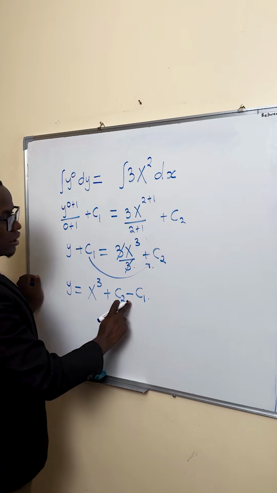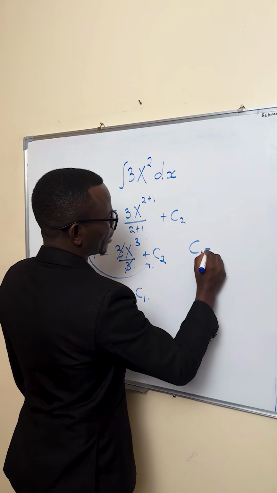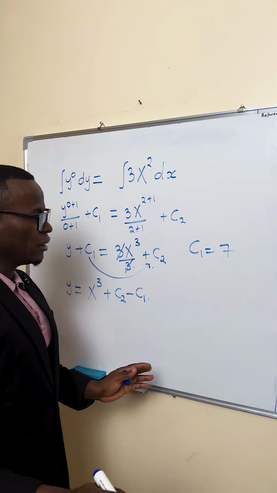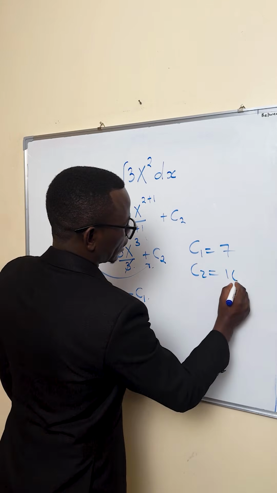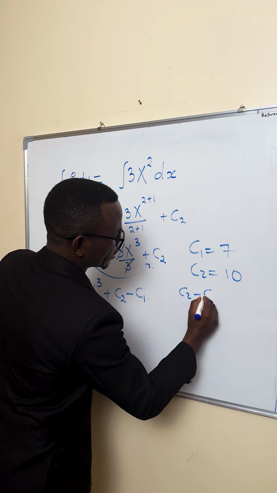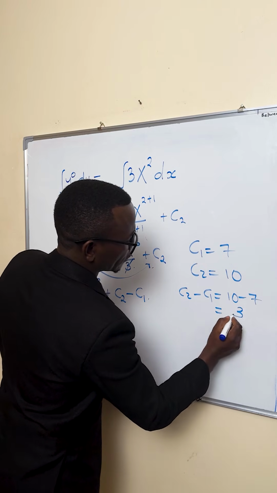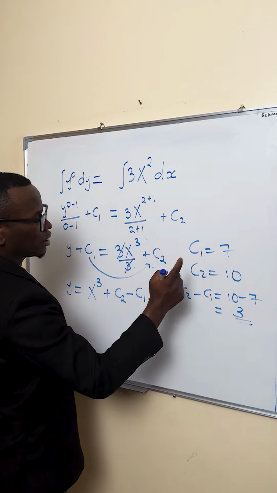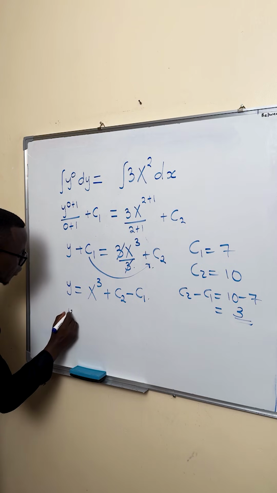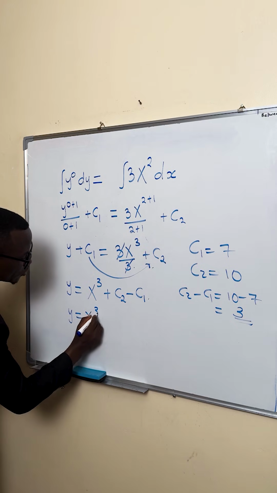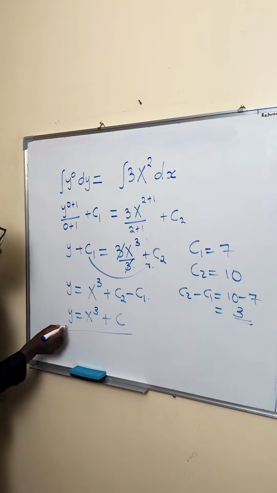Now c2 and c1 are constants. For example, c1 can be a 7, any constant of your choice, and c2 can be maybe a 10. So c2 minus c1 means that we are going to get 10 minus 7. So that is what? A 3. Meaning that when I subtract a constant from a constant, I'm going to get a what? A constant. So we shall have y being equal to x cubed, then plus, as we say, a constant minus a constant. So the result is a constant.